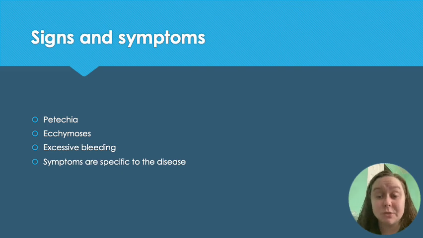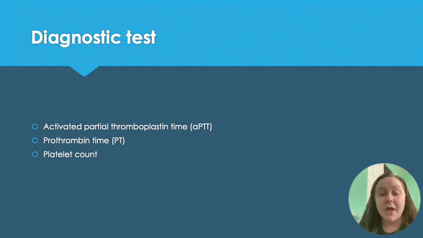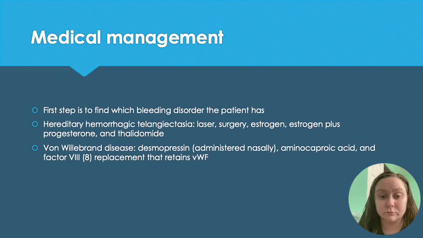The signs and symptoms for a hemophilia patient would be petechiae, ecchymosis, excessive bleeding, and symptoms are specific to the disease. The diagnostic tests used for hemophiliacs are activated partial thromboplastin time, prothrombin time, and the platelet count.